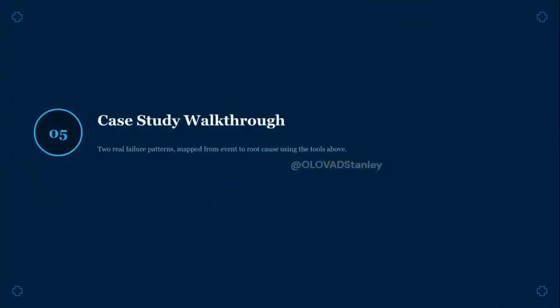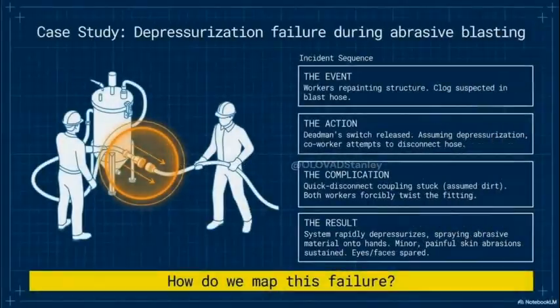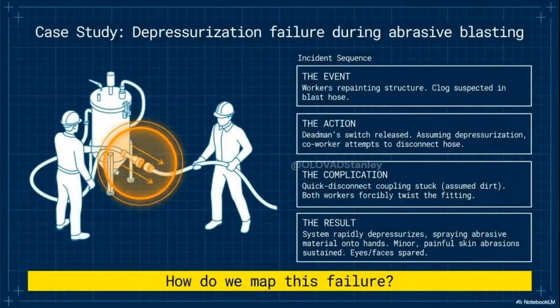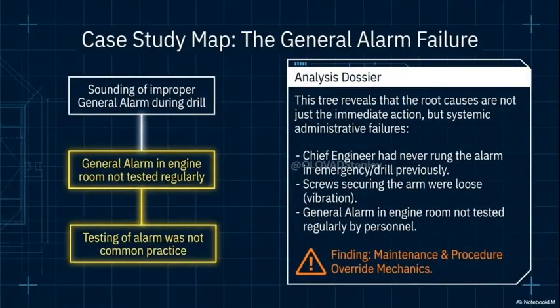Let's look at how this applies in the real world. We will walk through 2 case studies: a pressurization failure and a general alarm failure, applying our tools to map them to their roots. In the case of a depressurization failure, we trace the steps. What started as a mechanical anomaly can be mapped through the logic tree to identify underlying maintenance or procedural gaps. Similarly, for a general alarm failure, we use the 5 whys to move from the immediate non-functionality of the system to the deeper reasons, such as training or technical oversight.